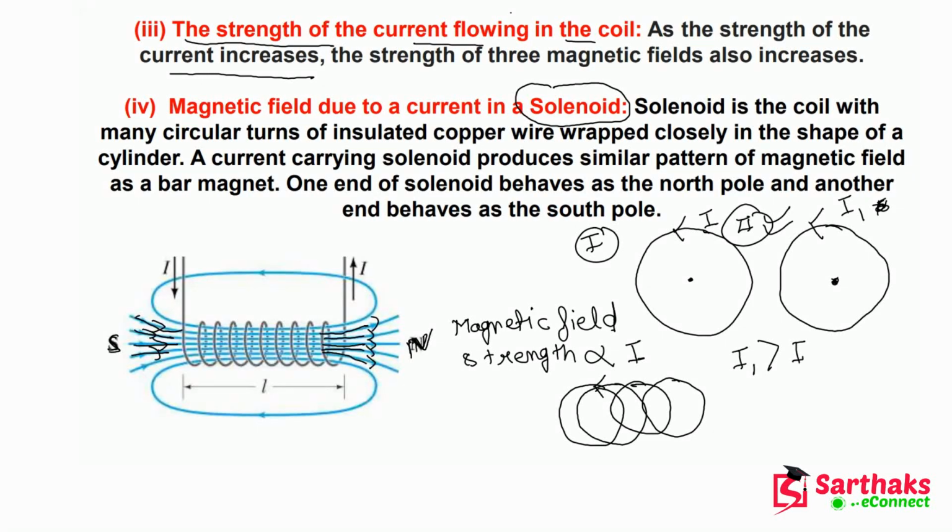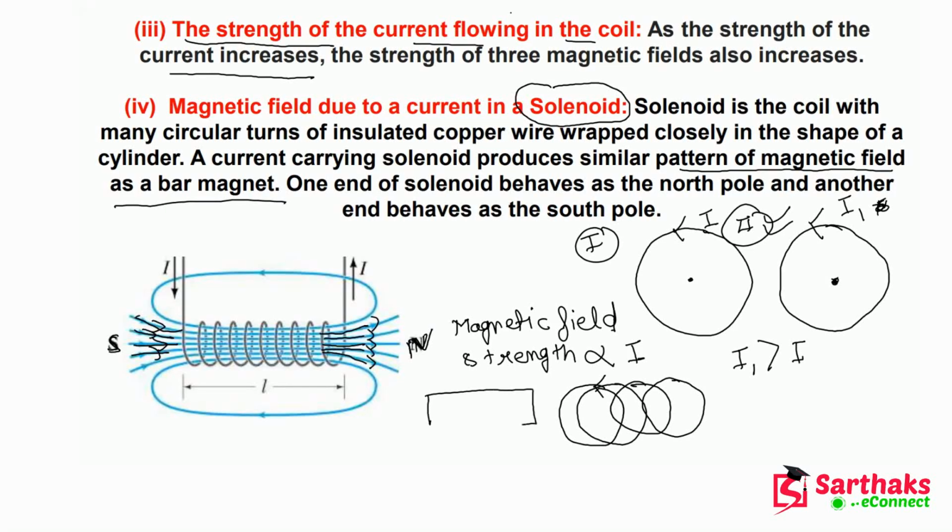Now let's read this theory. A solenoid is a coil with many circular turns of insulated copper wire wrapped closely in the shape of a cylinder. A current-carrying solenoid produces a similar pattern of magnetic field as a bar magnet. So I hope you understand the meaning of this line. We are comparing it with a bar magnet.